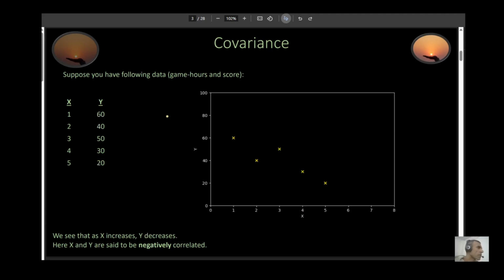So now let's take a look at this one. In this case, I have x and y. Again, assume that your x could be the number of hours someone played video games, and your y could be the score in their exam. So this student played video games for 1 hour, and his score is 60. So I plot them right here. This is my x-axis, and this is my y right here.